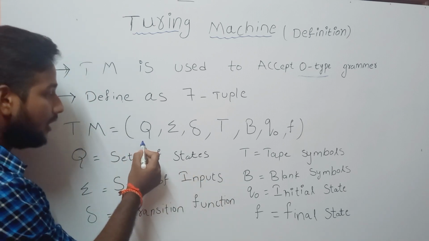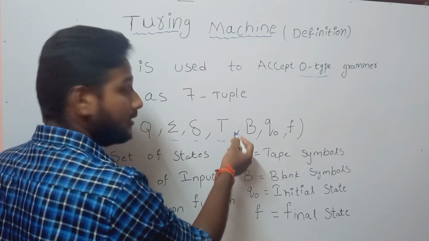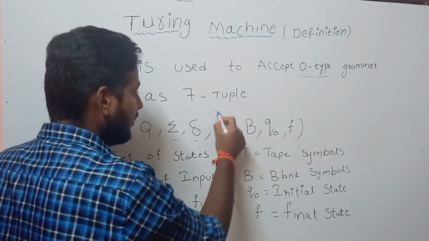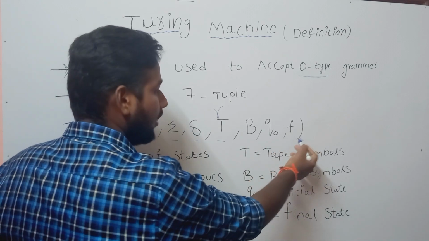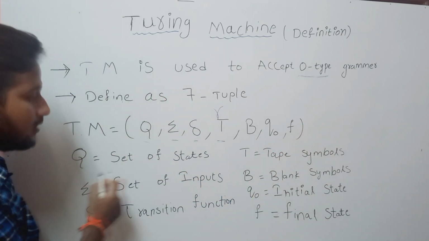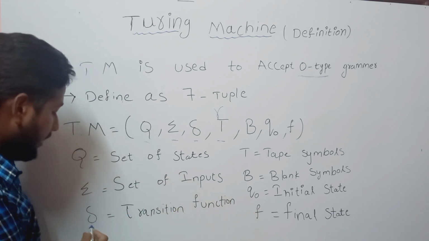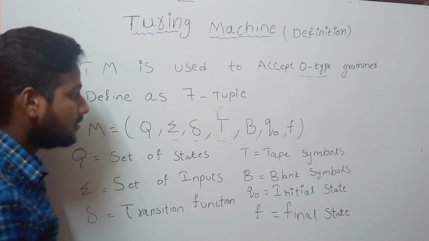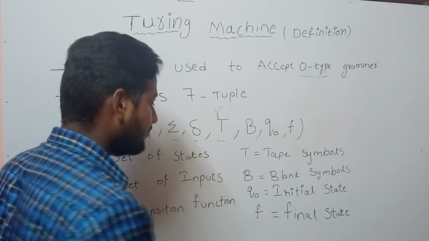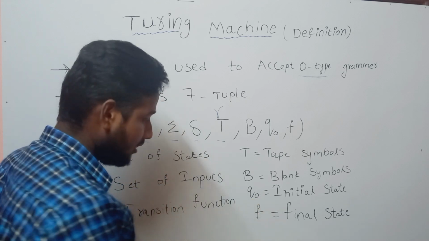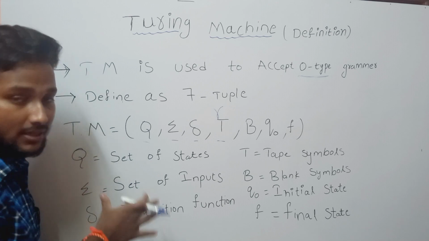These seven tuples are Q, sigma, delta, T, which can be written as gamma also based on the choice, and blank, Q naught, and F. Q is the set of states, sigma is the set of inputs, delta is the transition function, and T is the tape symbols, B is the blank symbol, Q naught is the initial state, and F is the final state. This is how we can present it in the examination.